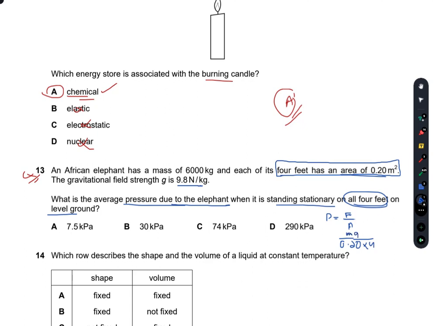So if I multiply 6,000 into 9.8, that gives 58,800, and I divide this by 0.2 into 4, which is 0.8. So the answer here would be equal to 73.5 kilopascal, so approximately 74 kilopascal. So C would be the right option.